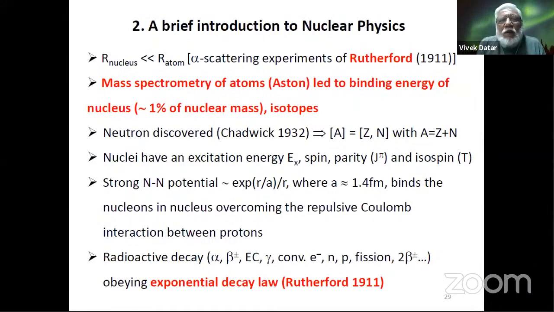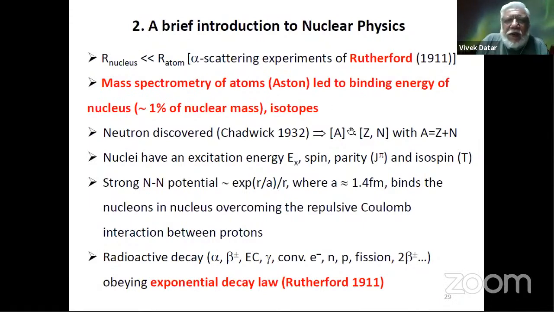The other very important measurement was the one of mass spectrometry of atoms. This was done by Aston originally, and that led to the so-called binding energy curve of nuclei. So the binding energy of nuclei saturates at about a little less than 1% of the nuclear mass. And also, other people contributed to discovering that there are other forms of atoms which have the same atomic number but which have different masses. So they are called isotopes. So this is also important from the point of view of nuclear physics, but also from the point of view of nuclear astrophysics.